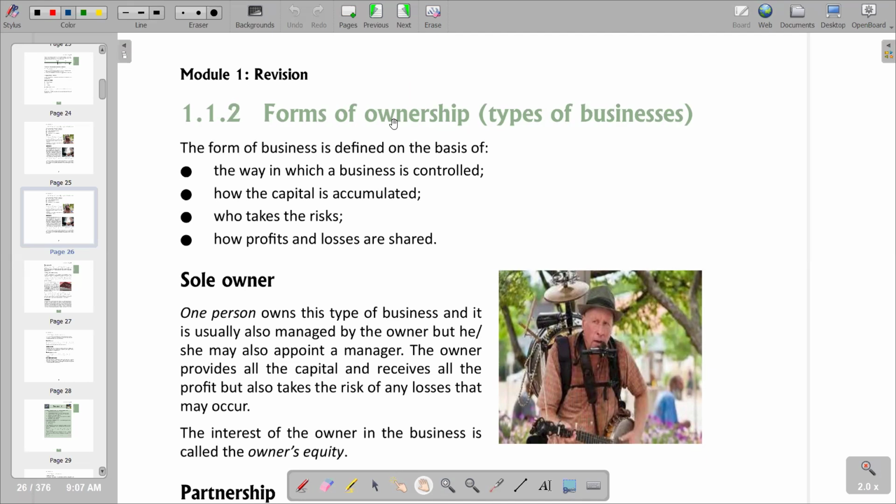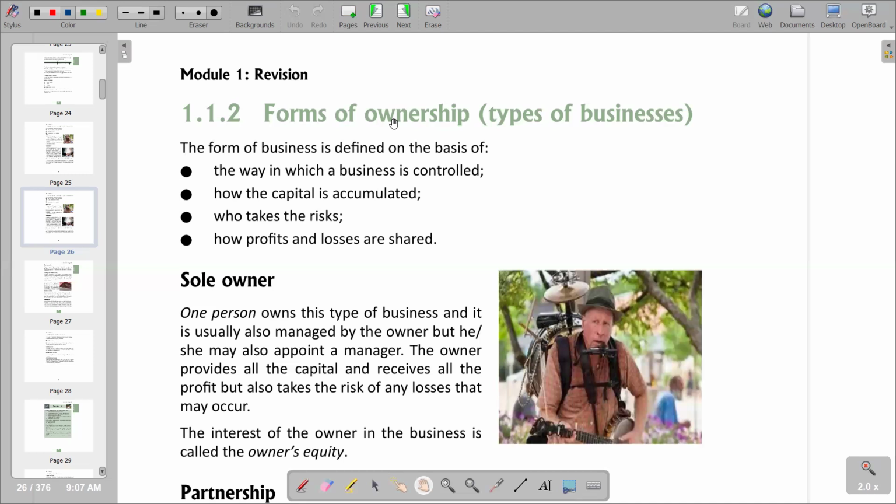In this video, we are still looking at Module 1, and we are looking at forms of ownership, or types of businesses. So you will see that we are going to look at various types of businesses, for example, sole trader, partnership, close corporation, as businesses within the context of our syllabus. These are types or forms of businesses.